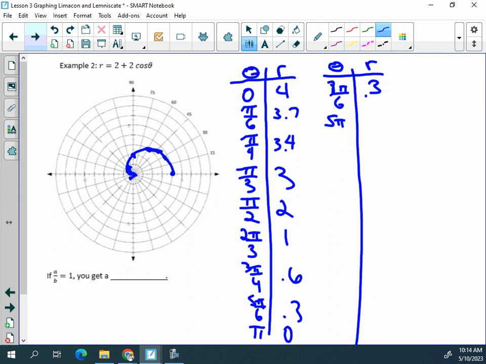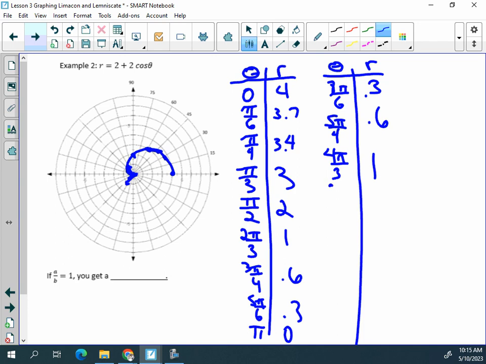Then 5 pi over 4. Cosine of that is negative square root of 2 over 2, times 2 is negative square root of 2, plus 2 is going to be 0.6. So again, we're just kind of curving out here. 4 pi over 3. Cosine of that is negative 1/2, times 2 is negative 1, plus 2 is positive 1. So 4 pi over 3, positive 1.